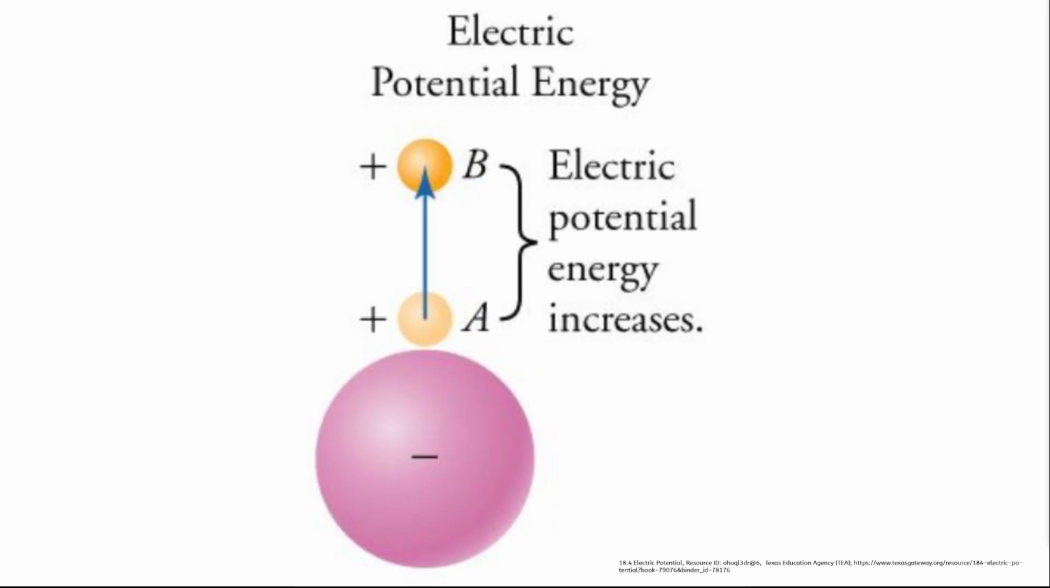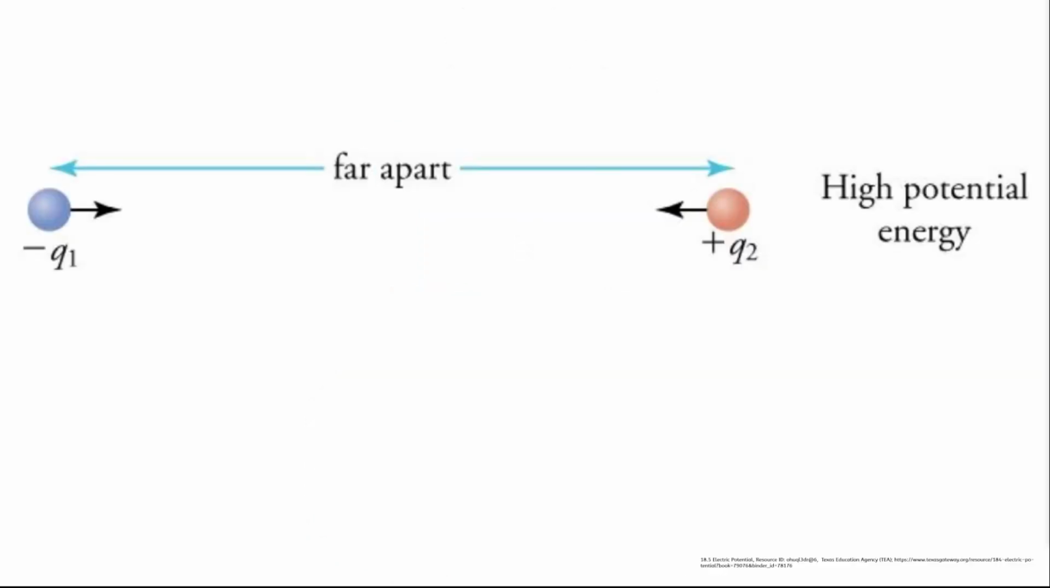Electrical potential energy is the same. Here in the pink sphere, we have a negatively charged particle, and the yellow-orangish sphere is positively charged. They want to be near each other. So when you pull those two charges apart, the electrical potential energy increases. If we were to let them go, they would fall towards each other, much like the ball falls towards Earth. So when you have charges that are really far apart, they have high potential energy.